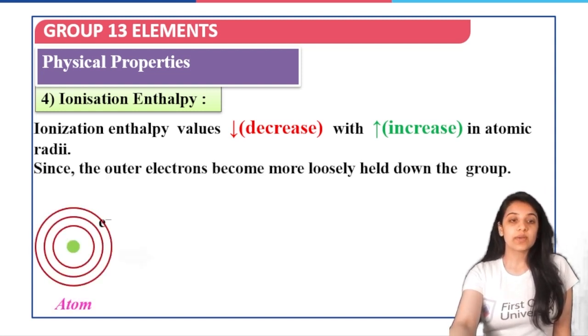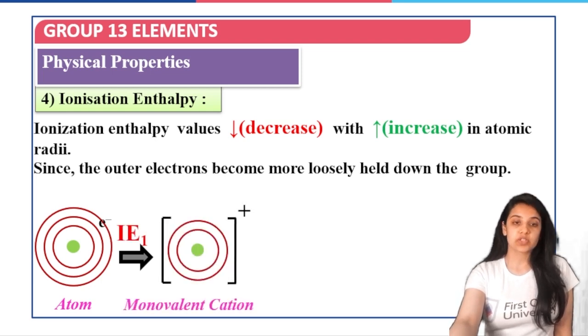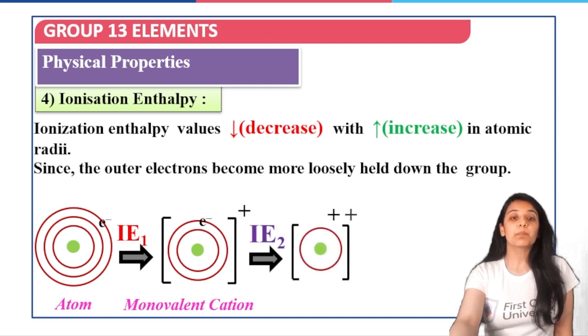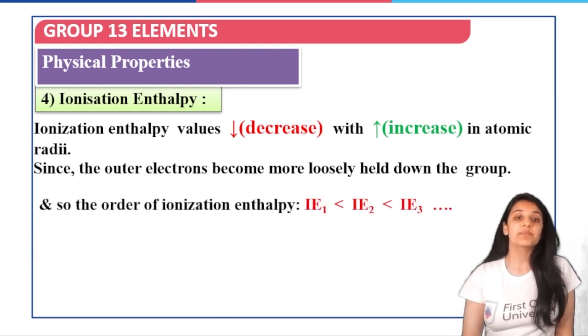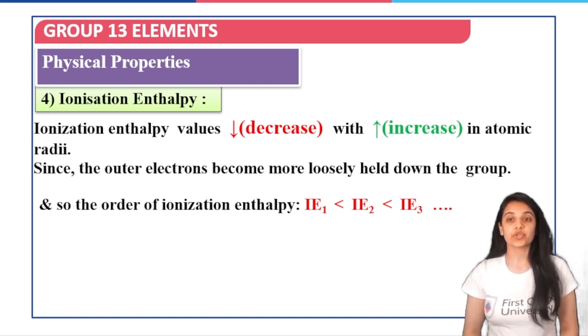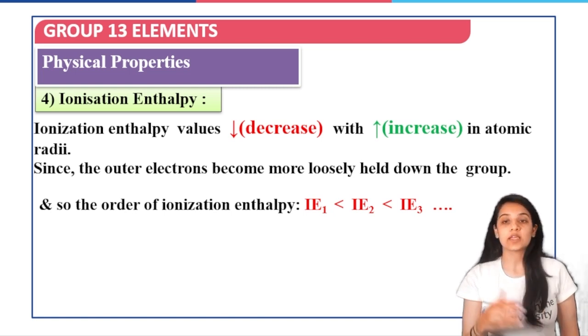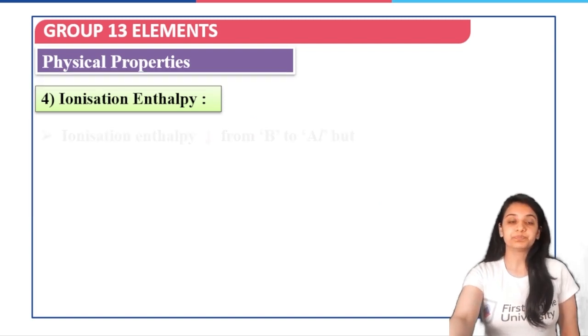So you can see when we have the atom, the electron is removed, we have a positive charge, that is monovalent cation. Another electron removed will give IE2 value, and that is going to be the +2 charge, that is divalent cation. Okay, that is how we get. So the order of ionization enthalpy we have already seen is going to be IE3 greater than IE2 greater than IE1. So that's going to be the correct order.